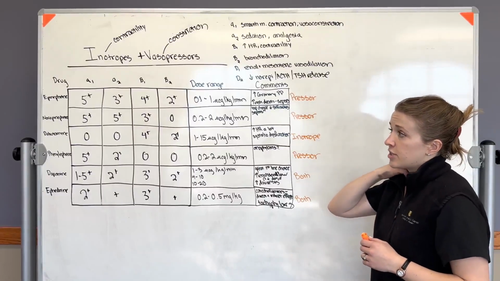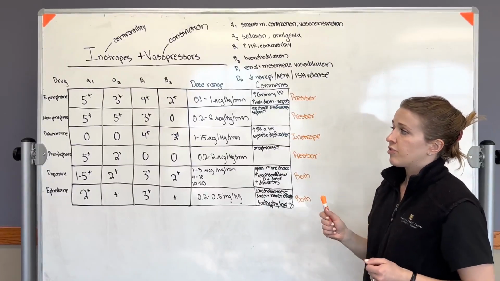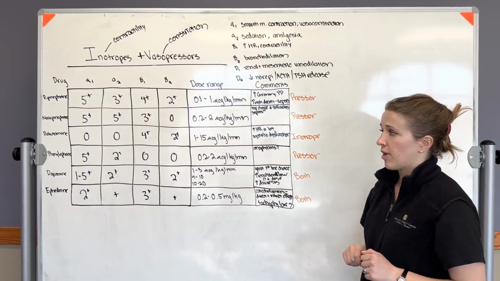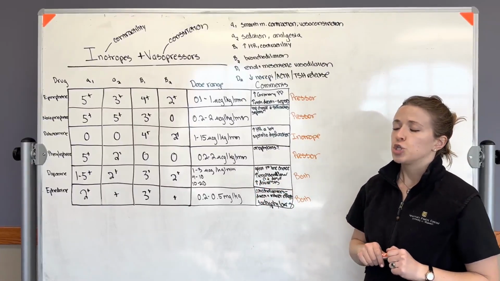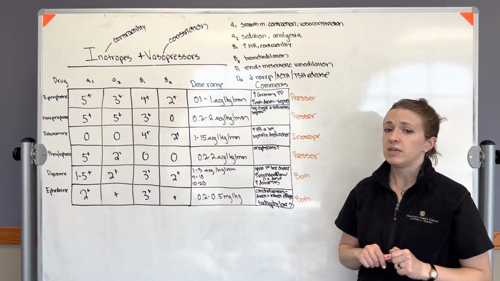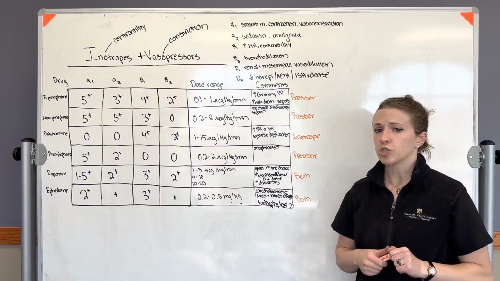In addition to working at these adrenergic receptors, these alpha and beta, dopamine also has effects at D1 and D2 dopaminergic receptors.